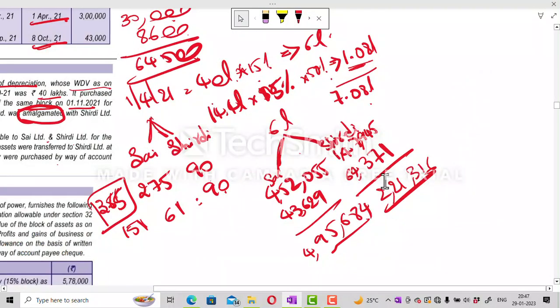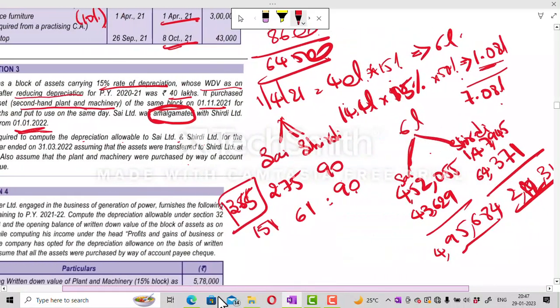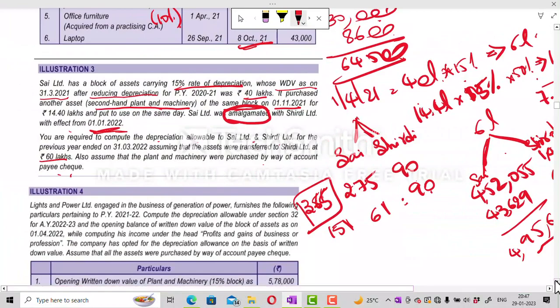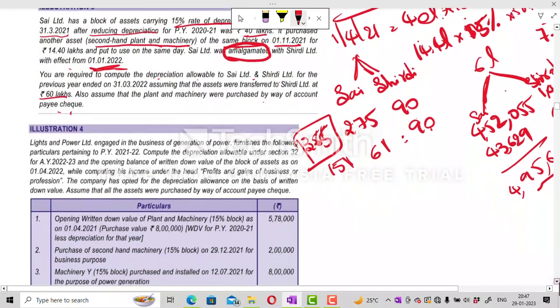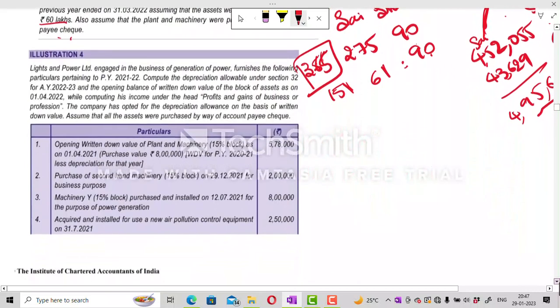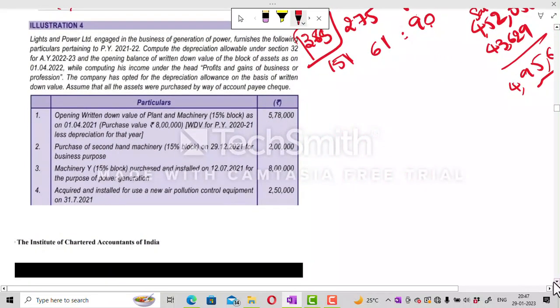2 lakh, sorry, 20. I wrote wrong. Calculation is correct only. Totaling mistake is this is 2,12,316. Okay, we have arrived at the answer. Don't forget that we should bifurcate between the days, and it should be same as their days used. It should not be more than they have used.